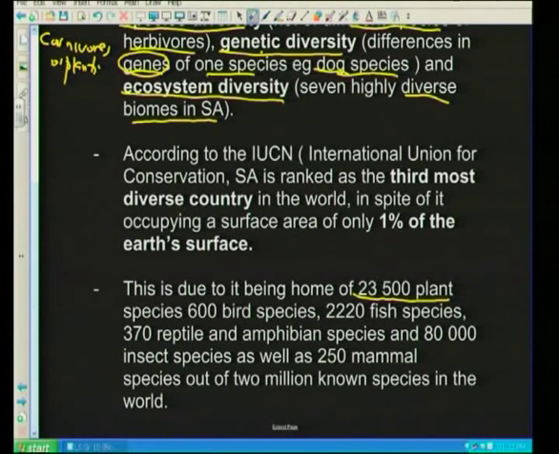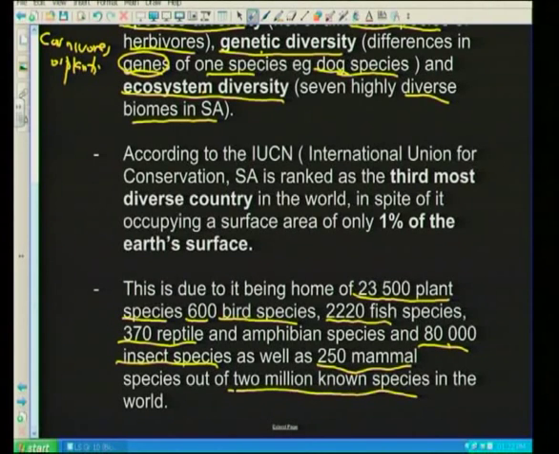23,500 plant species, 600 bird species, 2,220 fish species, 370 reptile species, and 80,000 insect species, as well as 250 mammal species out of the 2 million known species in the world.